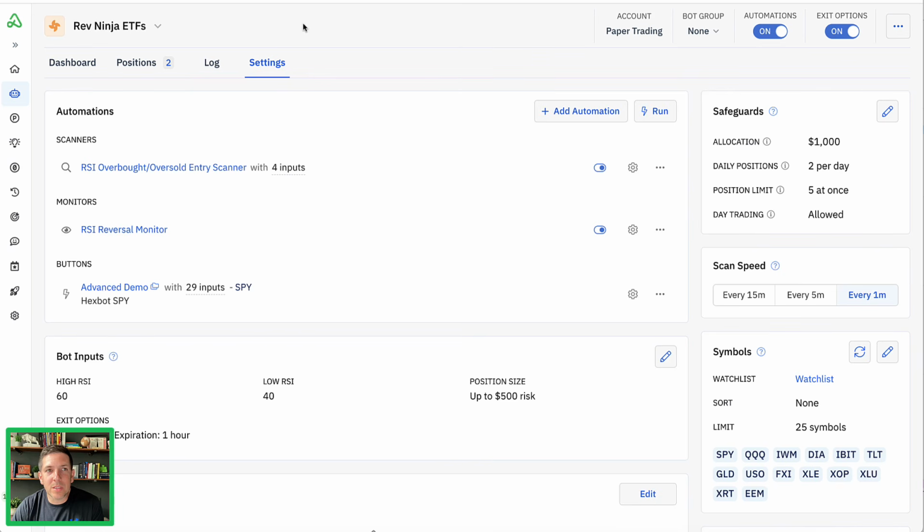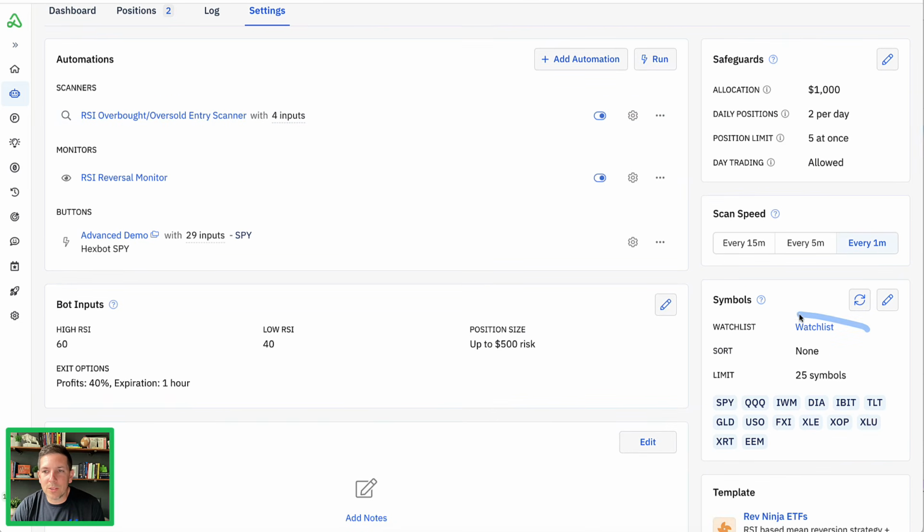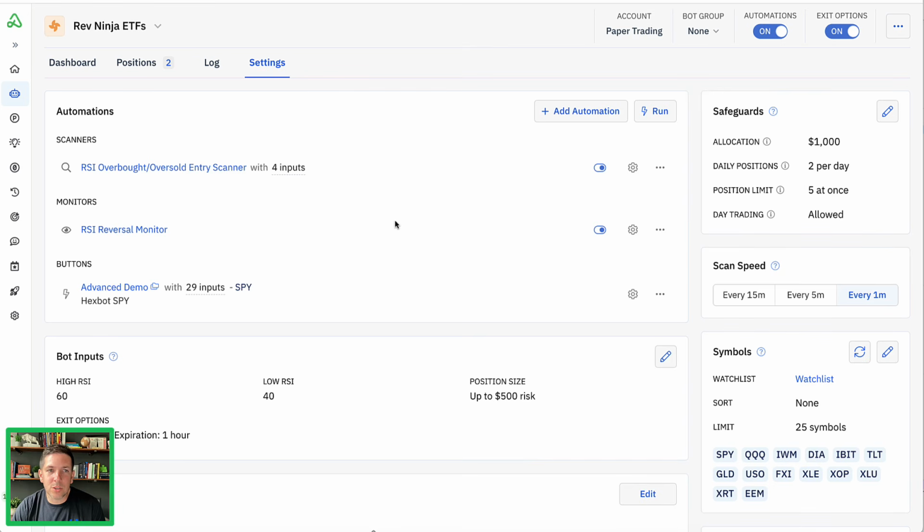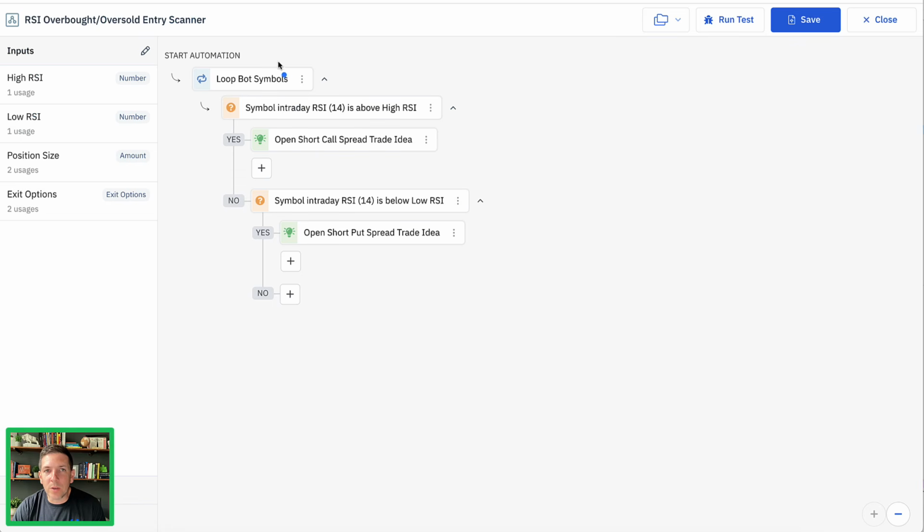Here's an example. This is a RevNinja ETF bot, and this is basically looking at a list of ticker symbols, so a watch list of symbols that I have, which is mostly ETF symbols, looking for overbought, oversold positions. So in this case, it has an RSI scanner that's looking for overbought, oversold positions. And all it's doing inside the automation is looping through that list of symbols, checking to see if the symbol's RSI is overbought. If it's overbought, it'll open a short call spread.